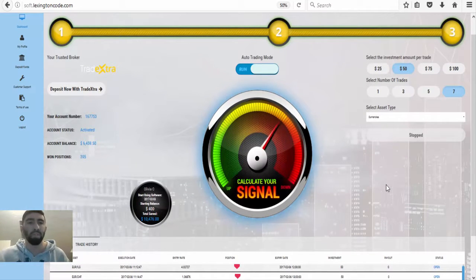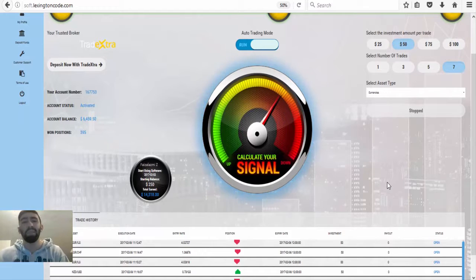and we'll come back and we'll check up on the results within Lexington Code and our connected broker, which in this case is Trade Extra, so that way we can have a closer look at the results and also make sure that everything has been synchronized properly. So let's wait a few moments, guys, and we'll check back on those results.